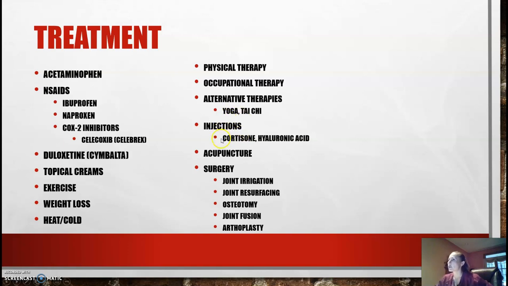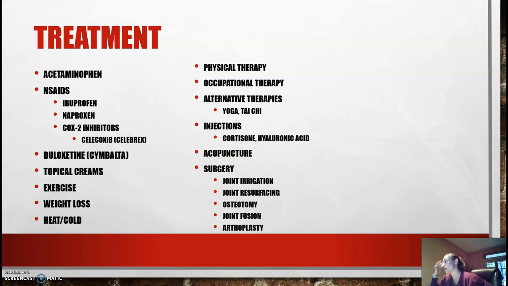We may do some injections to the site. So cortisone is a steroid injection, which helps with inflammation. And hyaluronic acid is just a normal component that is found in synovial fluid that can be helpful. Acupuncture can be helpful too. And then we may do some surgery.